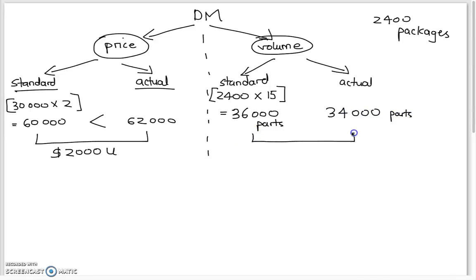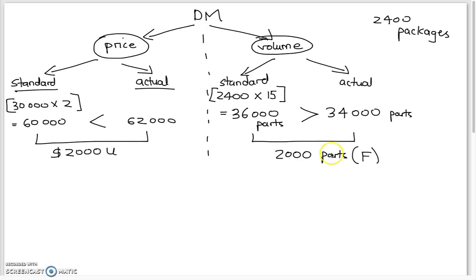Again, the question is: is this situation favorable or unfavorable? Well, it's favorable now because your actual number of parts is less than your standard number of parts. So you had to use 2,000 less parts in order to create or manufacture 2,400 packages. So this is 2,000 parts favorable.